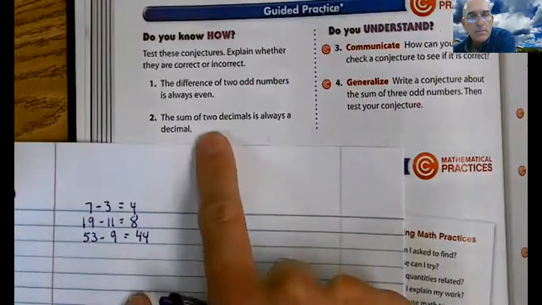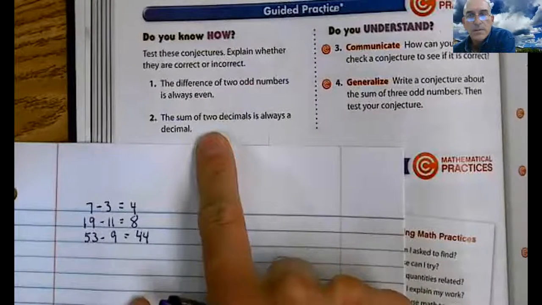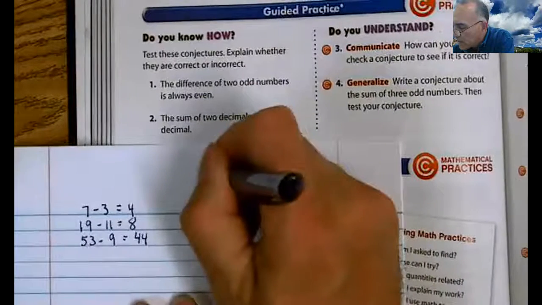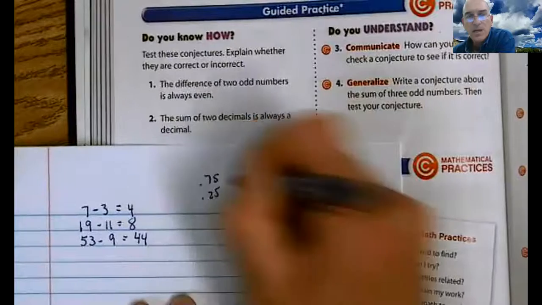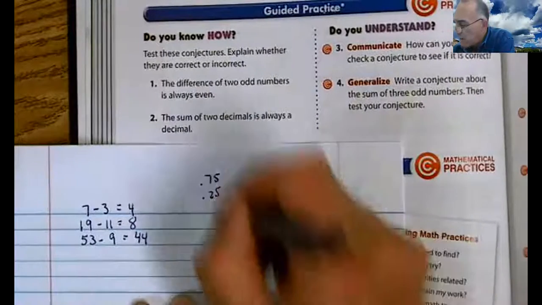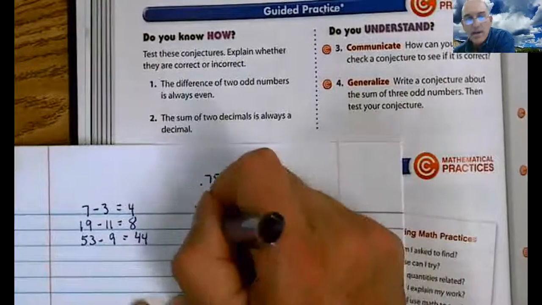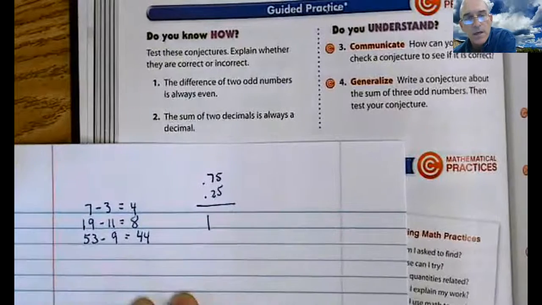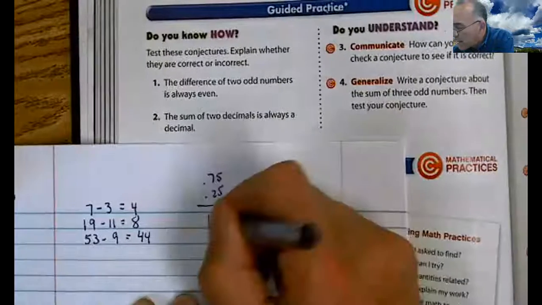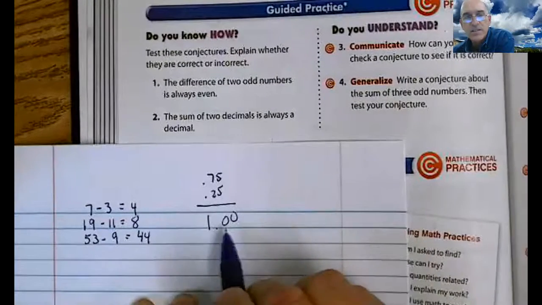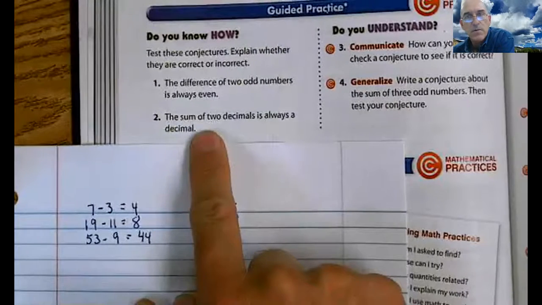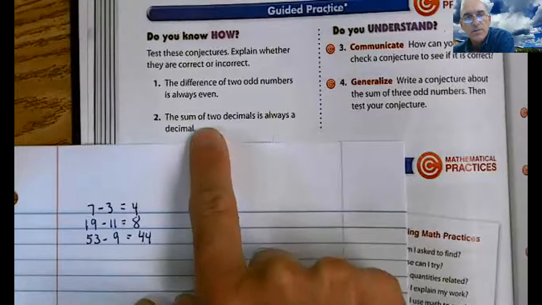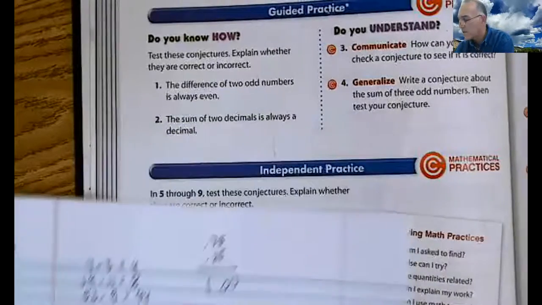The sum of two decimals is always a decimal. Well, I know that one's not true because what I'm thinking is if I had 75 cents and a quarter, and if I added these together, wouldn't I get $1? I would get 1. Even if I had this, I still have a whole number there, don't I? So this conjecture is incorrect. Let's look at another one.